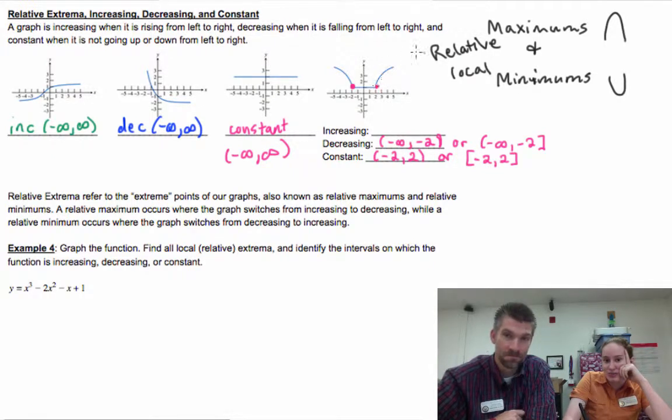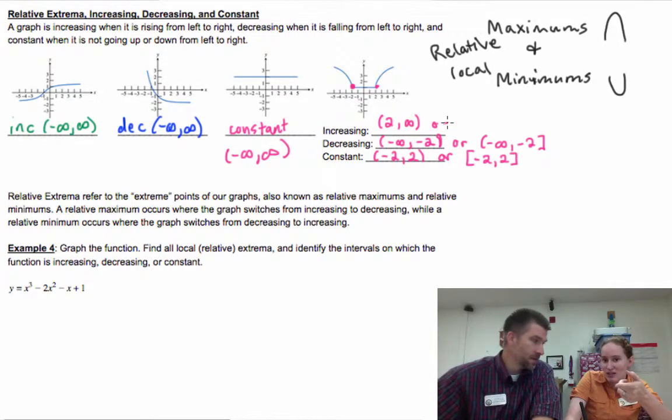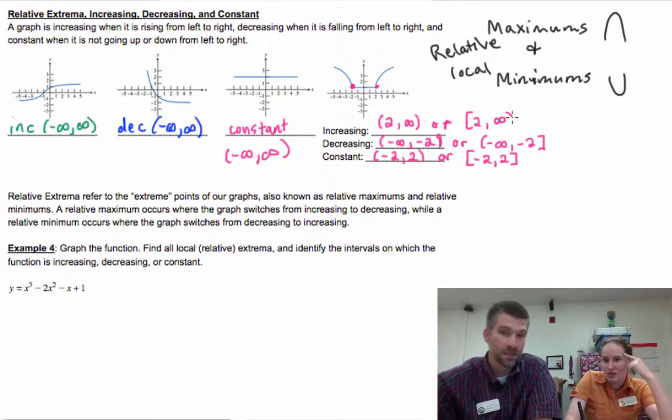And then from 2 to positive infinity, we switch to increasing. I just want them to be consistent. Do it one way or the other, but don't combine them. Combining is bad. Be consistent in your beliefs.